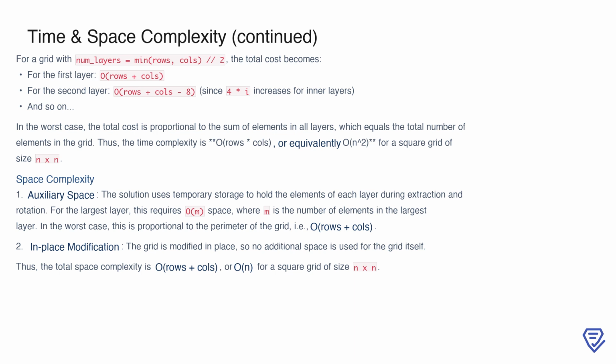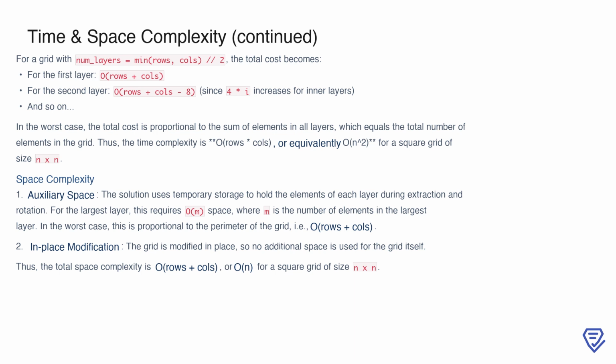Now, if we think about the grid as a whole, the total number of layers is determined by the smaller dimension of the grid, specifically number_layers equals min(rows, cols) // 2. For the outermost layer, the cost of processing is proportional to the grid's perimeter, or O(rows + cols). For inner layers, the cost decreases because each layer has fewer elements. For instance, the second layer requires O(rows + cols - 8) operations, as the effective dimensions shrink by 4 for each step inward. Summing up the costs across all layers, we find that the total time complexity is proportional to the total number of elements in the grid, or O(rows * cols). For a square grid of size n×n, this simplifies to O(n²).